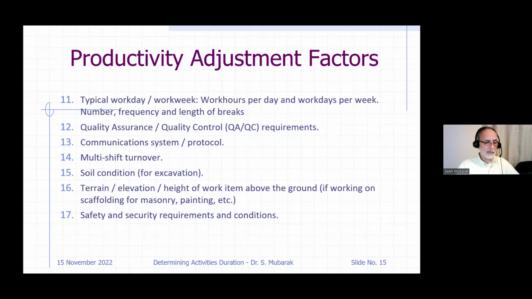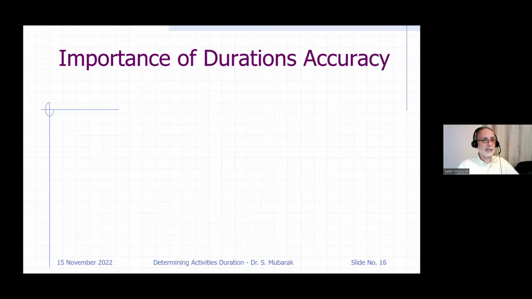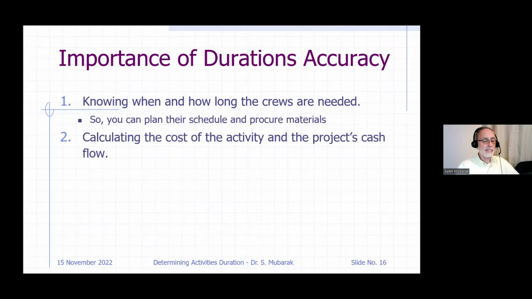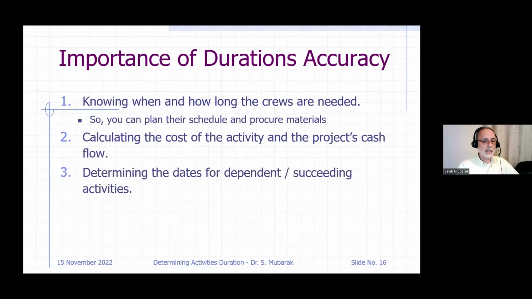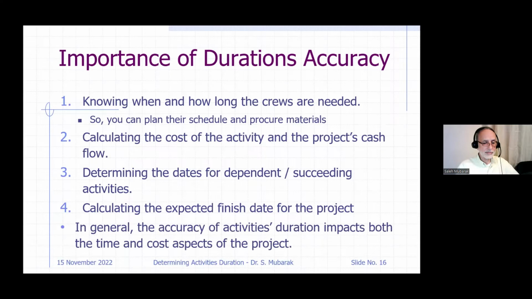All right, so number 17, safety and security requirements, job sites, logistics, conditions, and congestion, and any other conditions that may impact productivity. Why is it so important to be accurate on durations? Knowing when and how long the crews are needed, so you can plan and procure the materials for them, calculate the cost of the activity and the project's cash flow, determining the dates for dependent and succeeding activities, calculating the expected finish date for the project. All right.